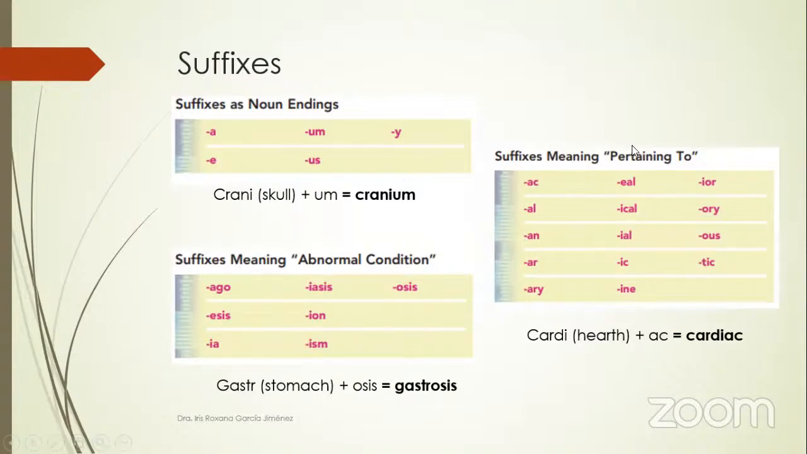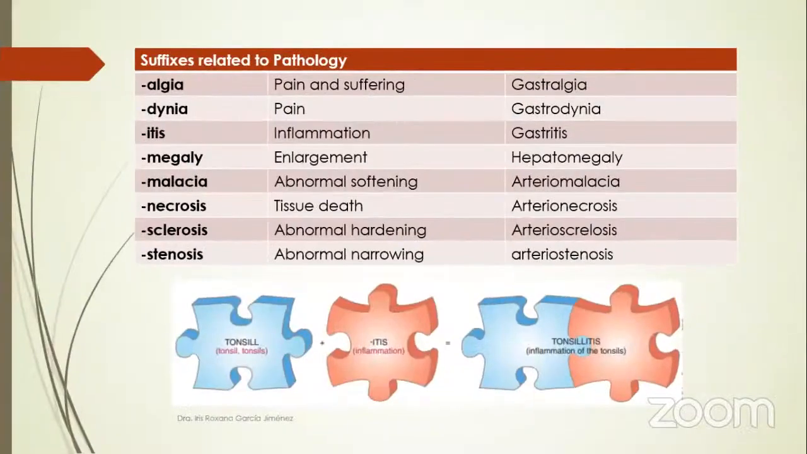Suffixes meaning pertaining to. We have 12 ones, right? Oh, 14 ones, I'm sorry. All of them are showing us that this structure of the word root pertains to a specific organ. I mean, cardi is the word root, the heart, plus AC, cardiac. The term or the situation we are going to describe belongs to the heart, to the cardiac, to the cavity.